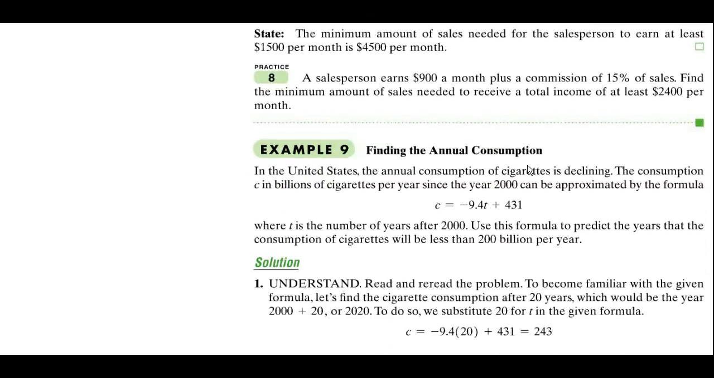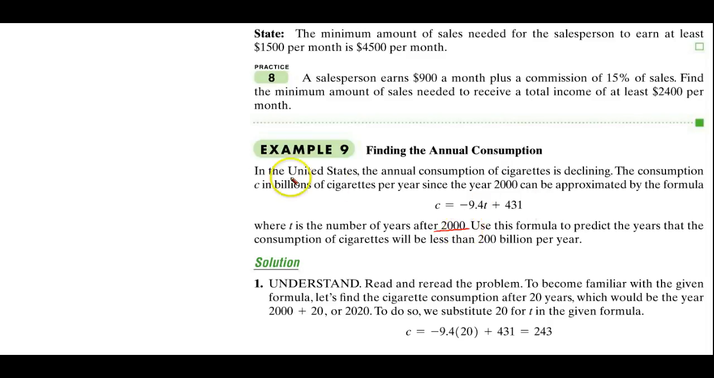All right, let's look at example 9 now. It's finding the annual consumption. Now they're giving you a formula for this. This is something similar to what we're going to use in chapter 3 here shortly, where we have consumption is equal to negative 9.4t plus this. And t is the number of years after 2000.